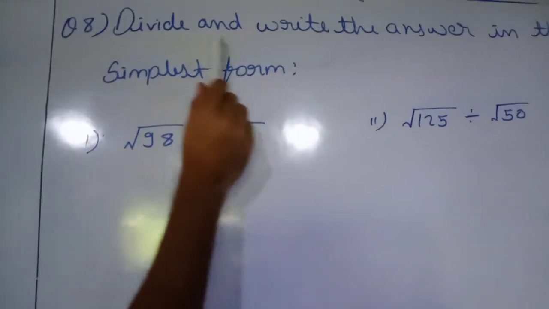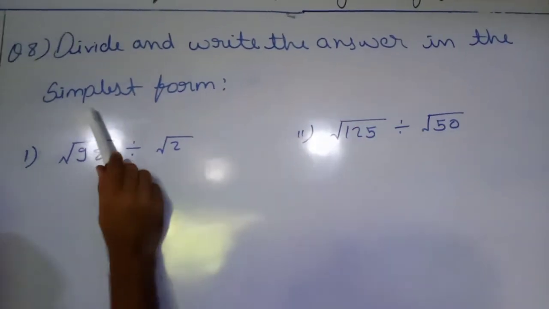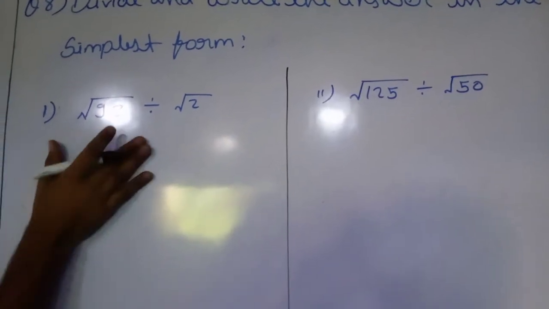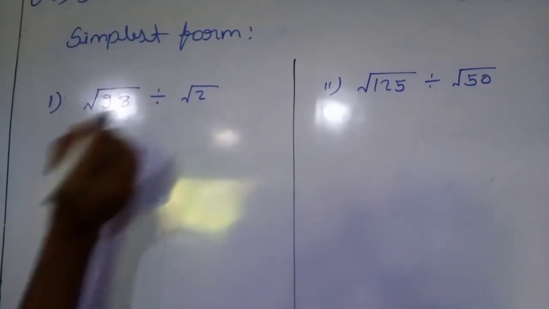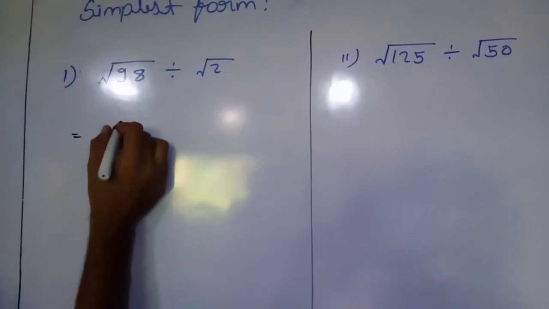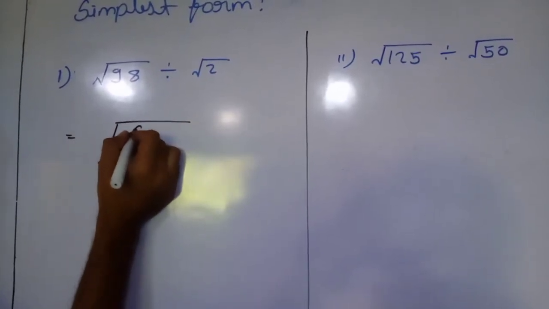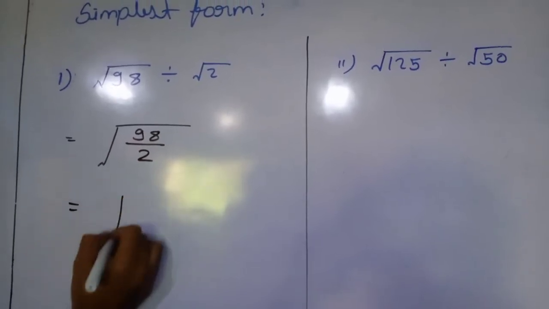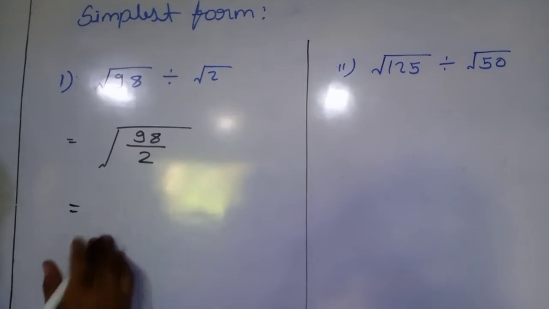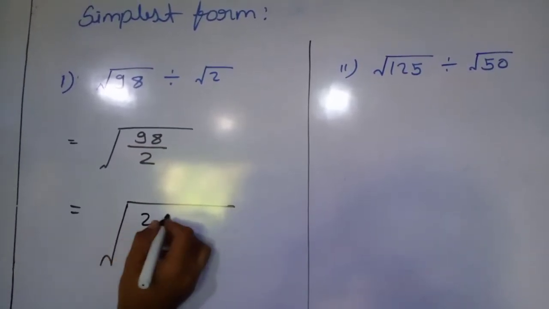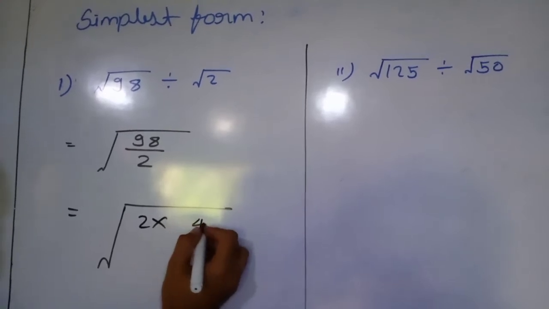Next question, that is divide and write the answer in the simplest form. Yes, the first one. First we are going to check whether the orders are the same. So therefore take both within a root. 98 divided by 2. Yes. Now in the next step, can we write this way?